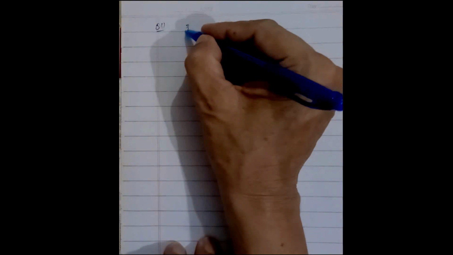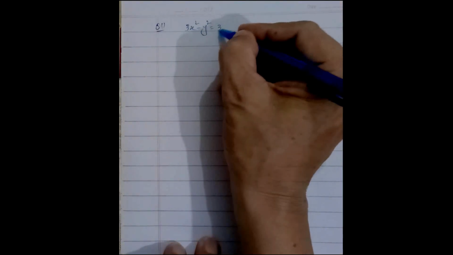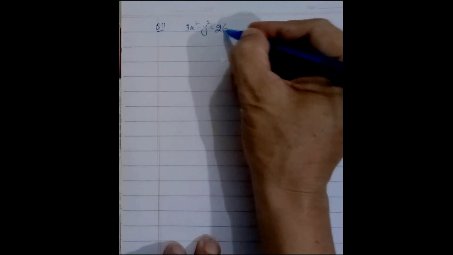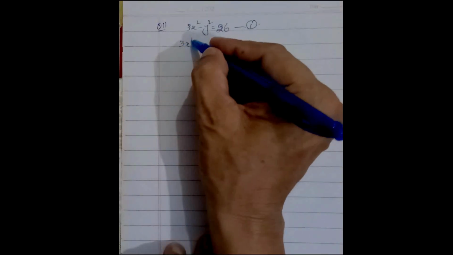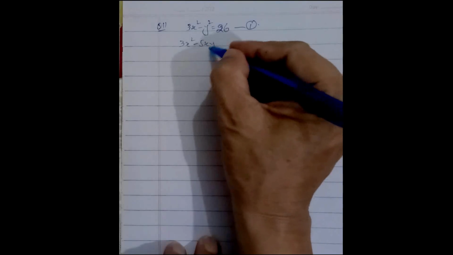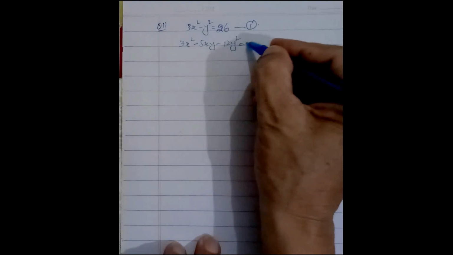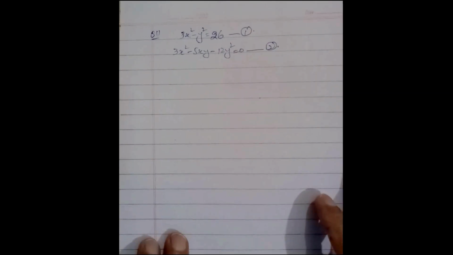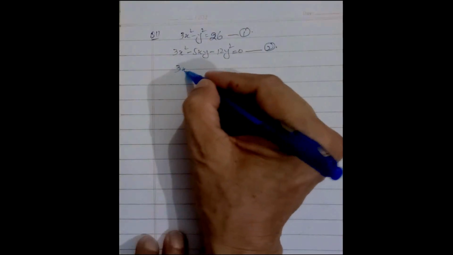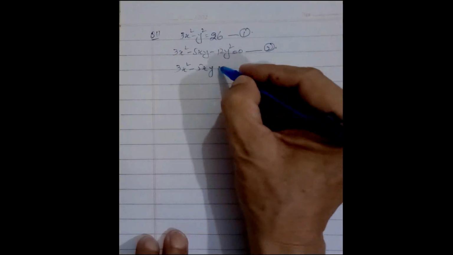The two equations of question 11 are 3x square minus y square is equal to 26. It is equation 1. And the other equation is 3x square minus 5xy minus 12y square is equal to 0. And it is equation 2. In this question, we solve equation 2 first by factorization. So we get equation 2, which is 3x square minus 5xy minus 12y square is equal to 0.